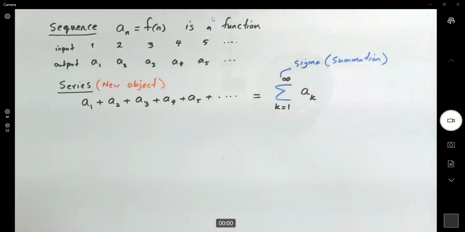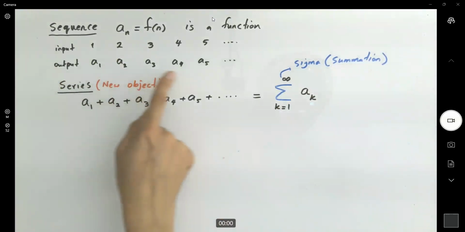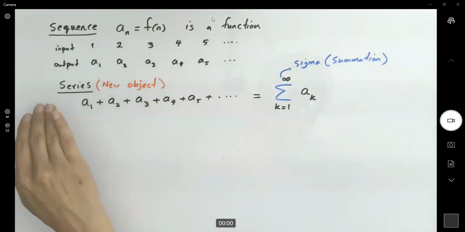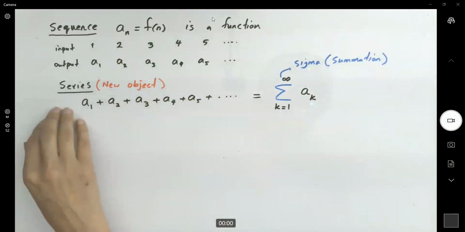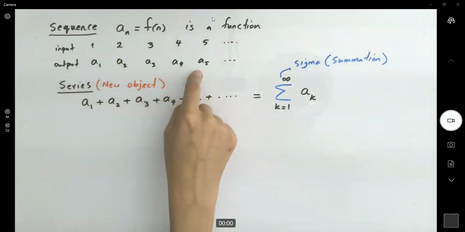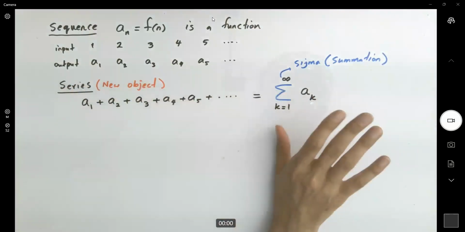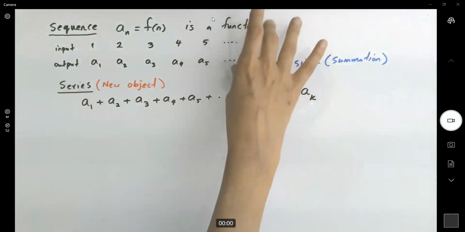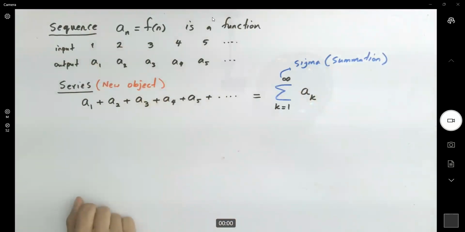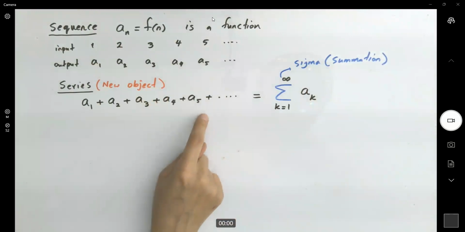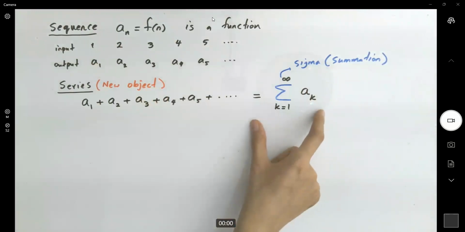So again, in the previous session, we defined sequences. The output values of sequences are the terms that we saw before. Now we are defining a new object using the terms of the sequence. So a sequence is a different story, and a series is a different story than the sequences. Do not confuse these two. In a series, we take terms and add them together and define a new object.